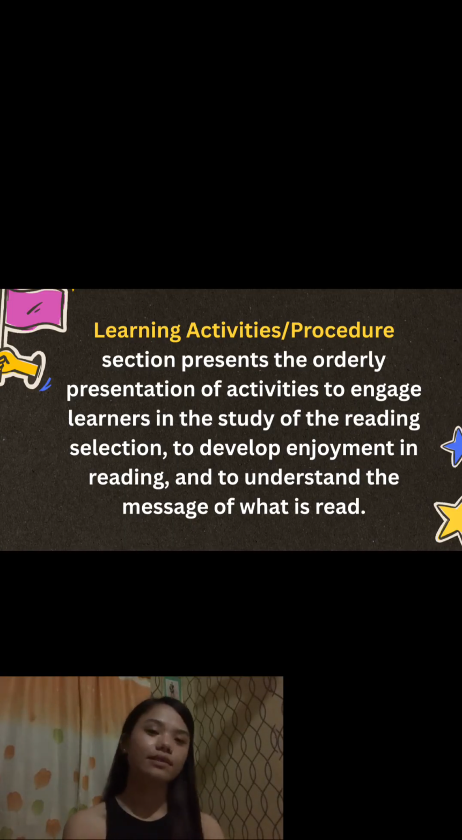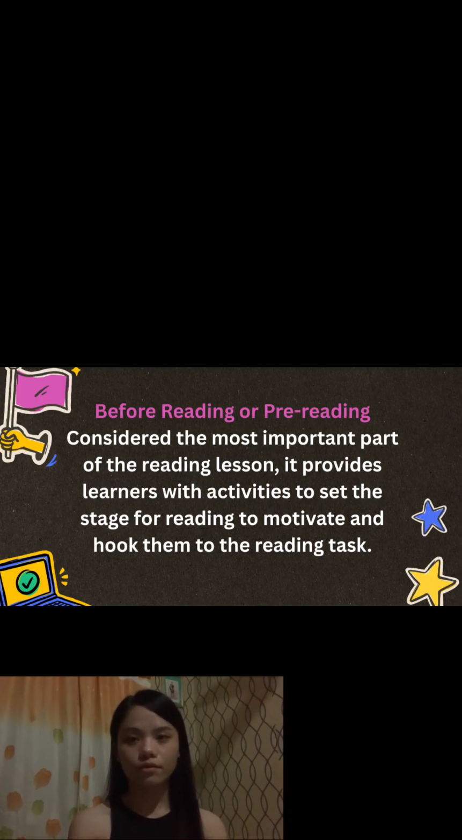Okay, learning activities procedure. This section presents the orderly presentation of activities to engage learners in the study of a reading selection, to develop enjoyment in reading, and to understand the message of what is read. The second one is before reading or pre-reading. This is considered the most important part of the reading lesson because it provides learners with activities to set the stage for reading and motivate and hook them to the reading task.